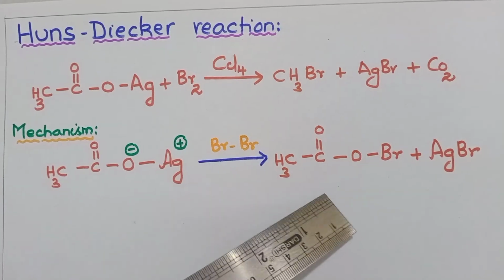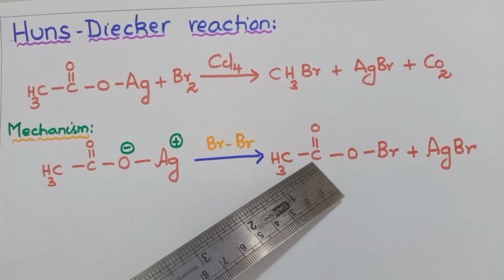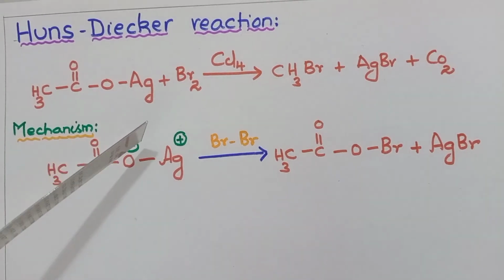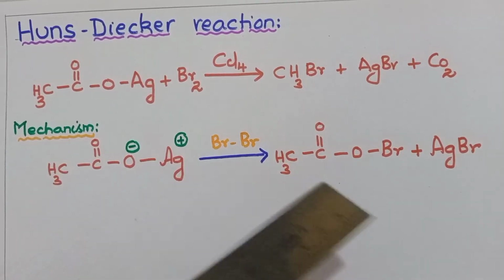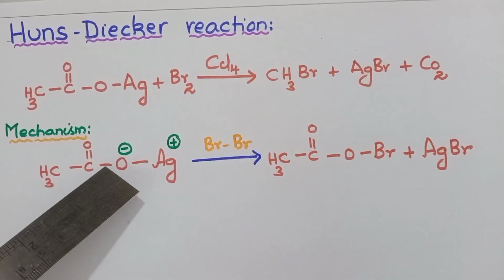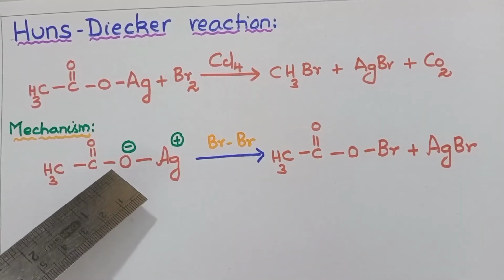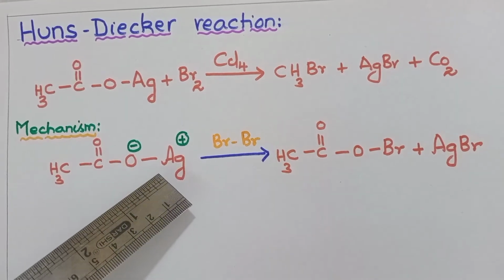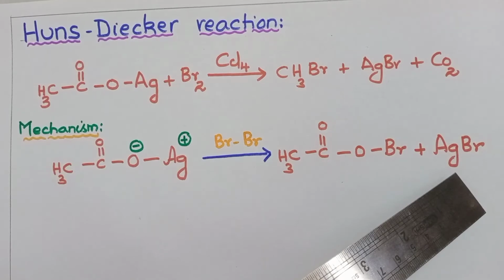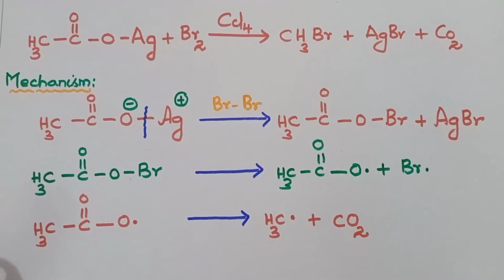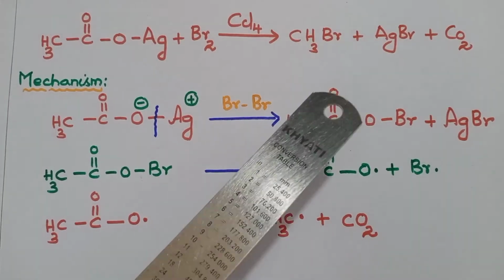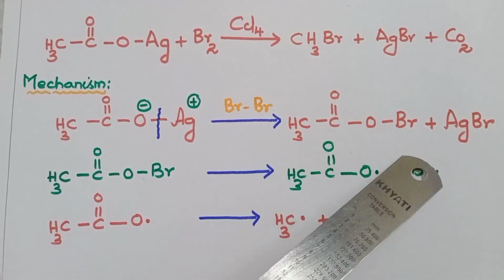So what do we get here? CH3 C double bond O Br. Students, this bond will be broken. Thereby Br with the positive charge comes and attaches near the oxygen atom, and another Br with the negative charge goes with the Ag plus. So we are getting AgBr. Second step students. See here what is formed, CH3COOBr.